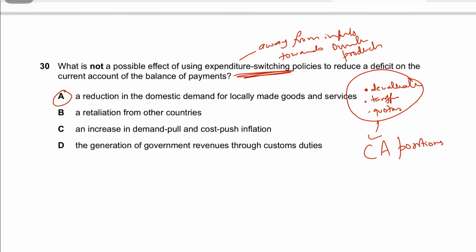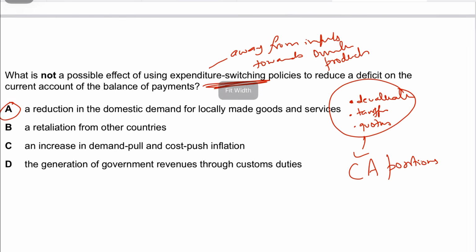As far as government revenue is concerned, yes, it is possible through tariff revenues and customs duties. Tariffs generate customs duty revenues for the government, so this is also possible. Do remember that the entire purpose of expenditure switching policy is to redirect spending towards domestic goods, not away from them. Therefore, a reduction in demand for domestic goods in option A directly contradicts the objective of this policy. That is why option A is the correct answer.